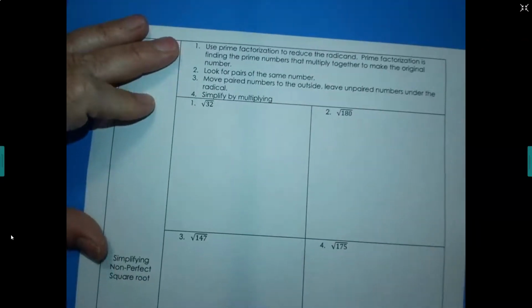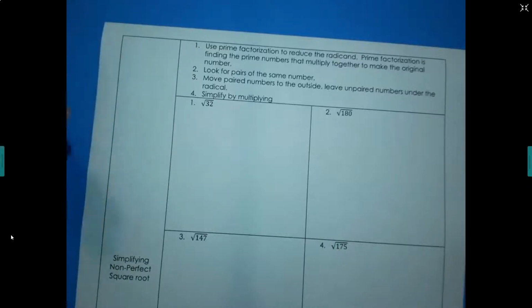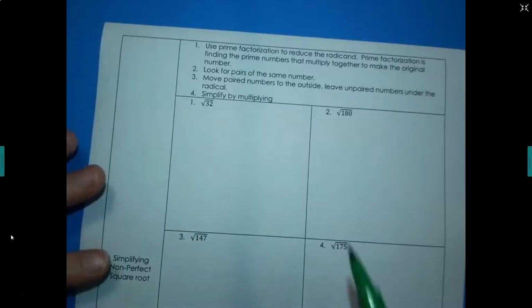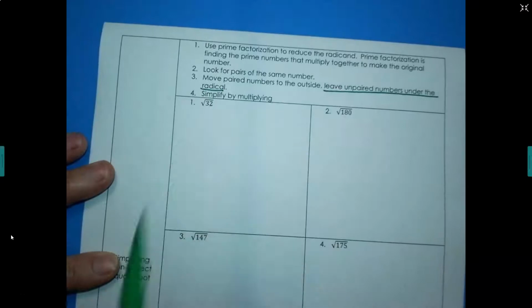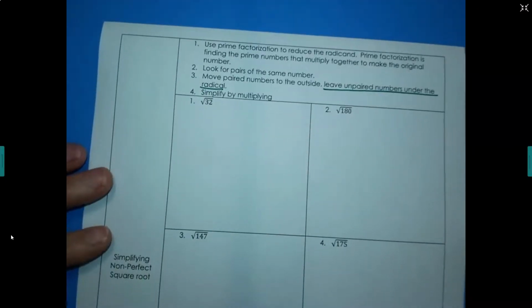I'll give you a quick reminder of what to do up top. Use your prime factorization to reduce the radicand. Prime factorization is finding the prime numbers that multiply together to make the original number. So we're really just going to be breaking down the number. Look for pairs of the same number. That means they can come out. Move any paired number to the outside, but we're going to leave unpaired numbers under the radical. And then we simplify by multiplying.